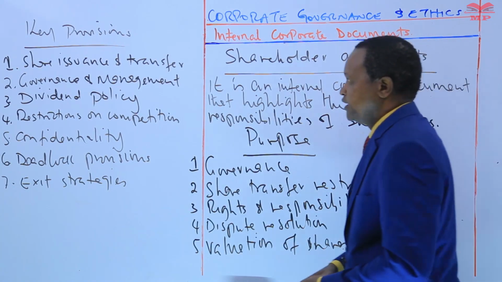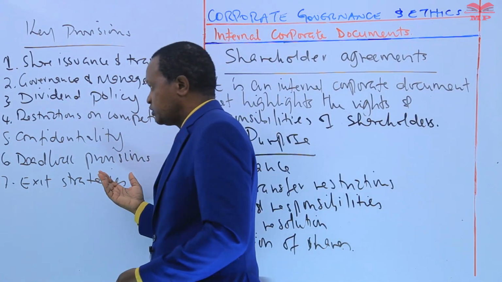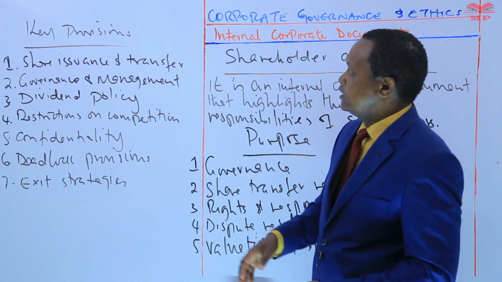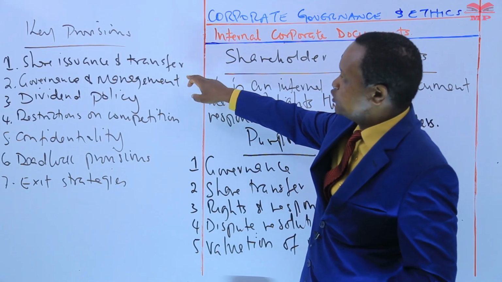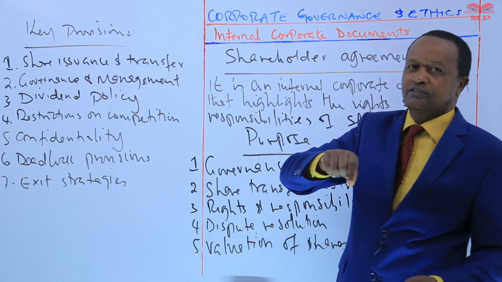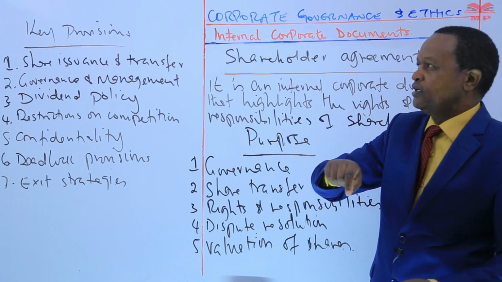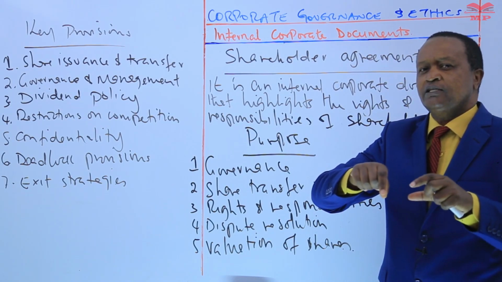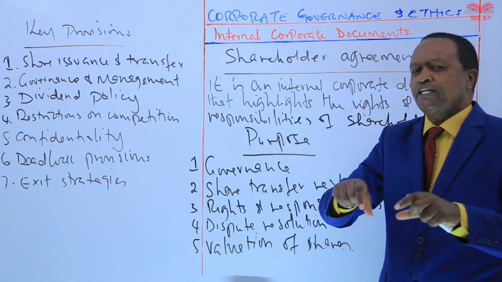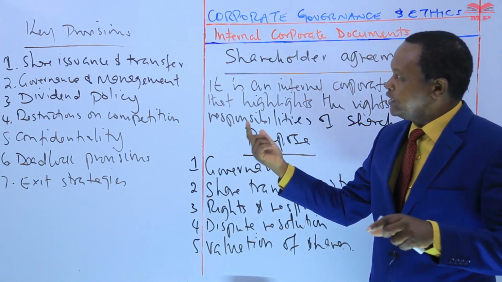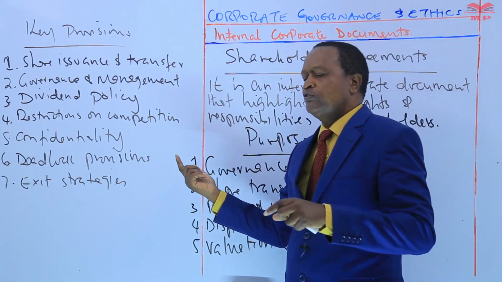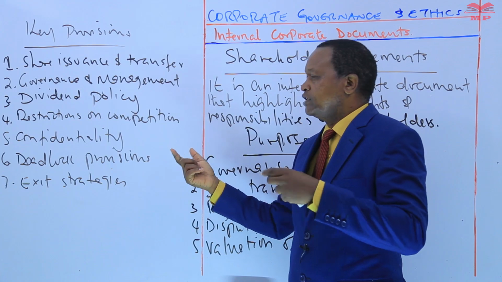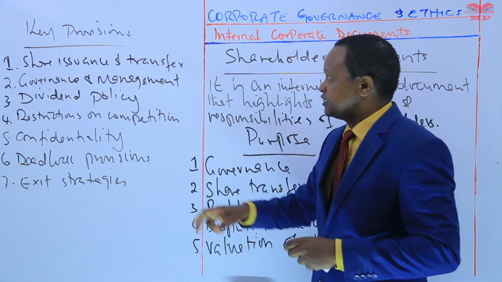We've gone ahead to identify the key provisions of shareholder agreements. The first provision is in relation to share issuance and transfer. This agreement specifies the rules of issuing new shares and rules in relation to transfer of existing shares. That is number one.